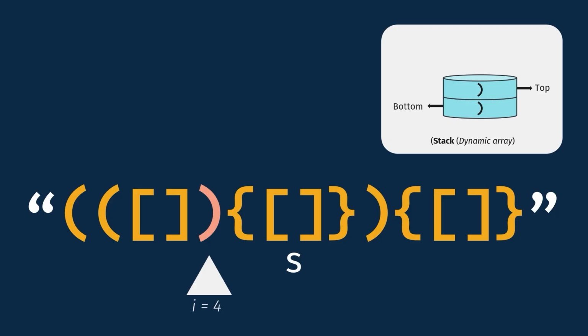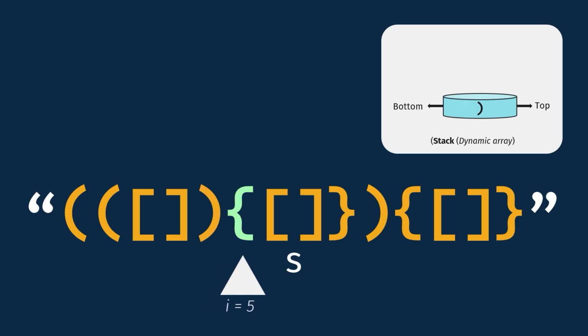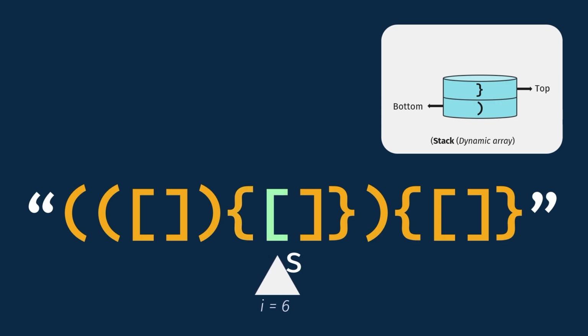First, we check if the stack is empty, which is not the case here. Then we pop the top element from the stack and verify that it matches the current closing bracket. Since it does, this means the pair is valid and we continue processing. At index 5, we encounter an opening bracket, so we push its corresponding closing bracket onto the stack. At index 6, we find another opening bracket, so we push its corresponding closing bracket onto the stack.